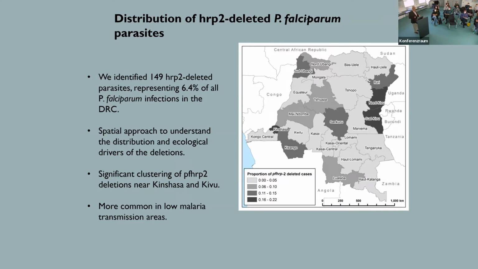It's more common in low malaria transmission areas. So we can actually understand the drivers of that diagnostic resistance, but it can also be used for practical reasons, right? We can know where we might have to go old school and use microscopy to do diagnosis, right?